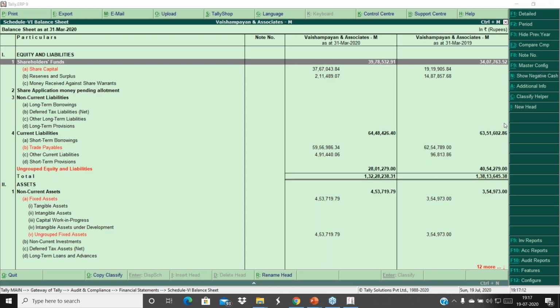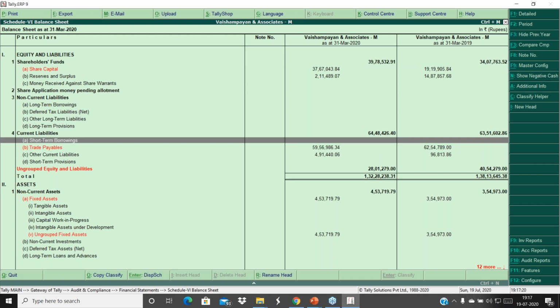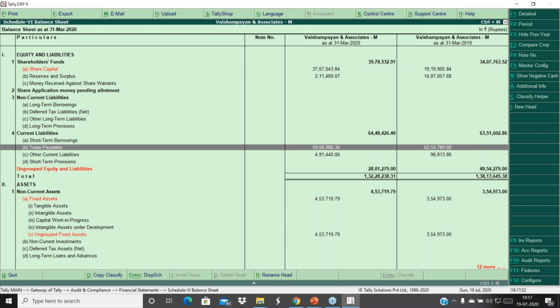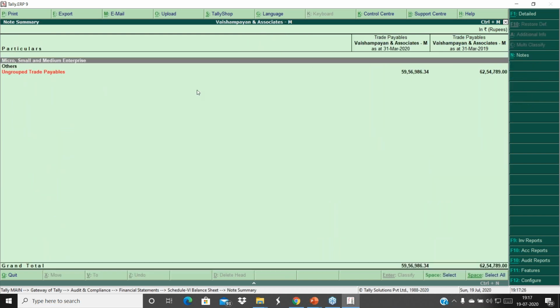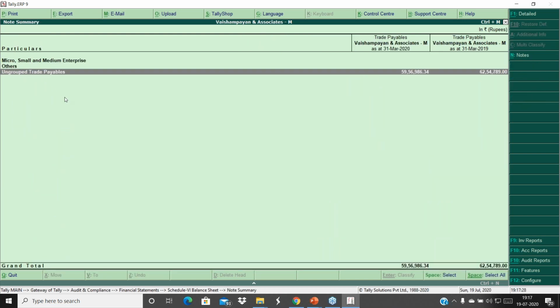Here you are in a position to see Schedule 6. You can see trade payables, which appear in red. The moment you press enter, you are in a position to see these ungrouped trade payables.